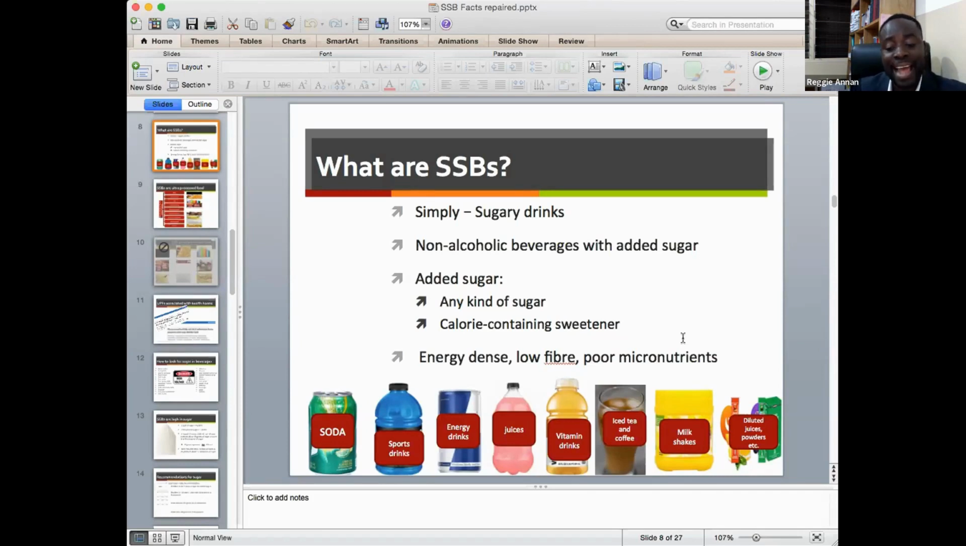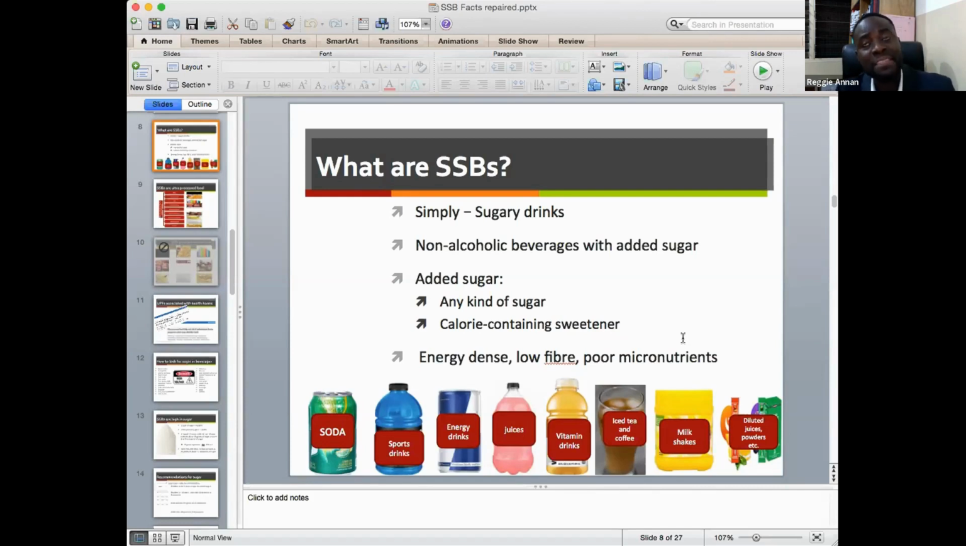We even have iced tea and coffees that are also considered sugary drinks or SSBs. Then we have the milkshakes and we have the dilutable powders. They are made as powders, but you add water to them and then you drink them, and basically they are also sugary drinks. And so I just want us to understand that when we are referring to these SSBs, we shouldn't only think about carbonated drinks, but there are very many different ones that we now see in the market all around, including the energy drinks, which are also SSBs.